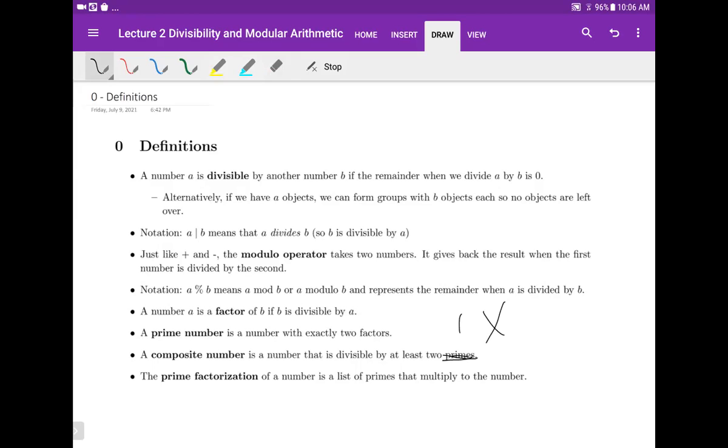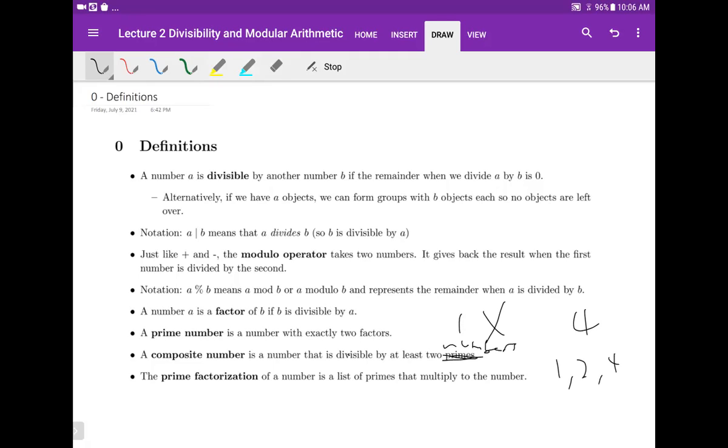And this should say a composite number is a number that has more than two factors. This should just say it is divisible by at least two numbers. Sorry for this typo. But it should be four numbers. For example, 4 is composite because it has three factors, 1, 2, and 4.